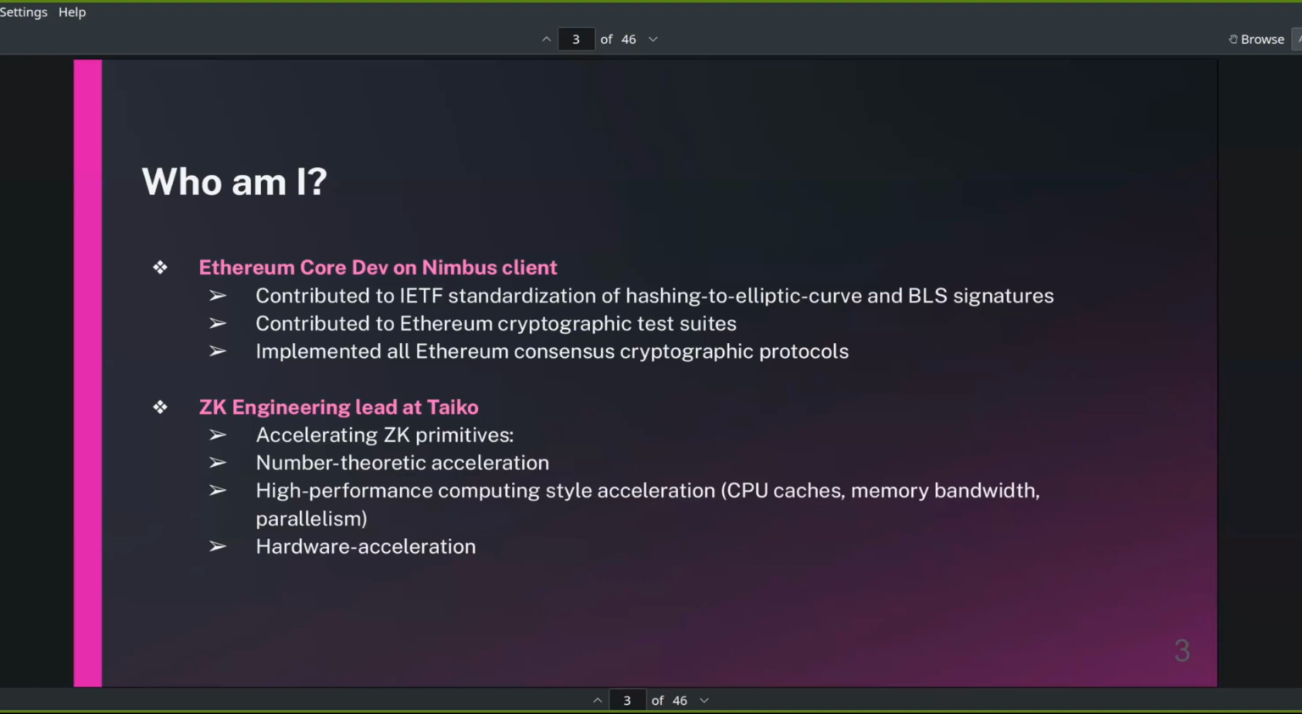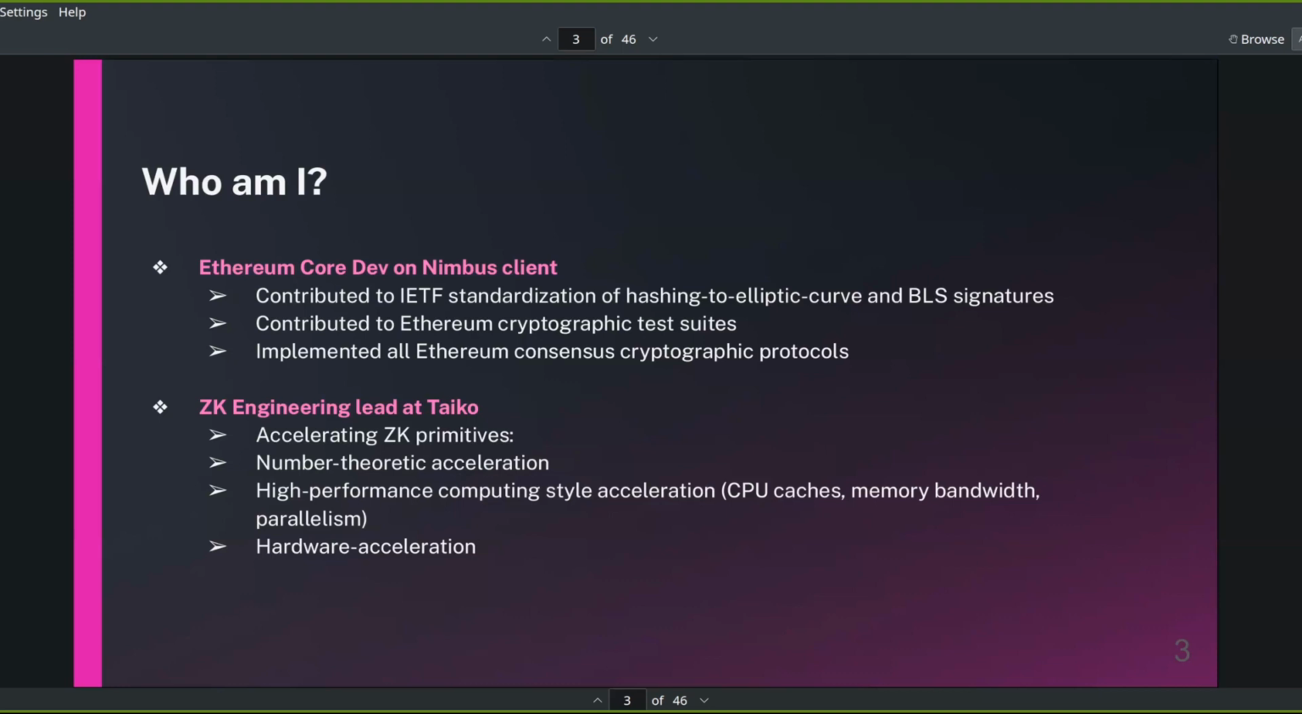I also contributed to the completeness of all the Ethereum consensus cryptographic test suites. And I implemented as well all the Ethereum consensus cryptographic protocols, including up to EIP 4844. That will be very relevant for all ZK and optimistic rollups. And today I'm the ZK engineering lead at Tyco, working primarily on accelerating ZK primitives.